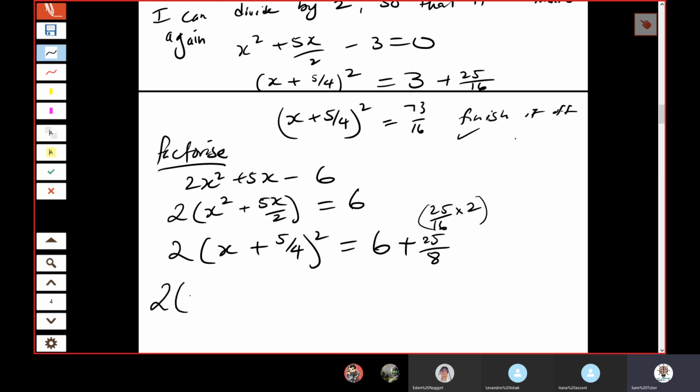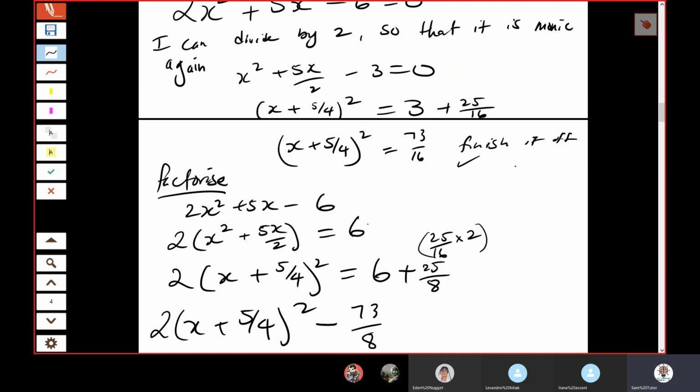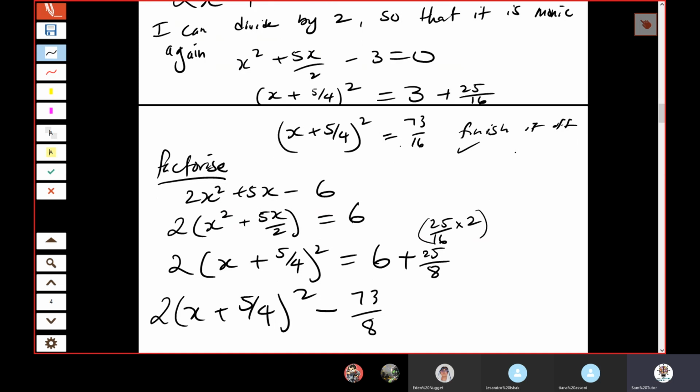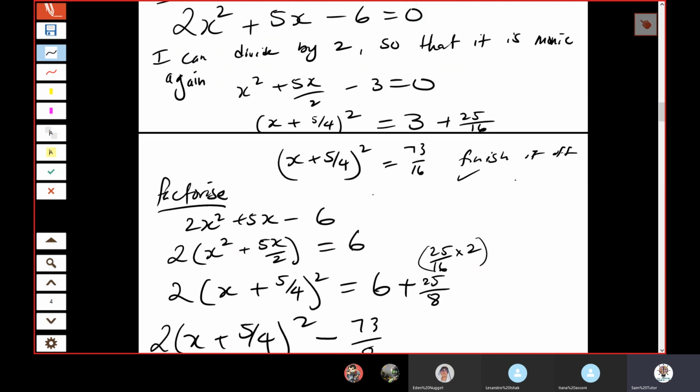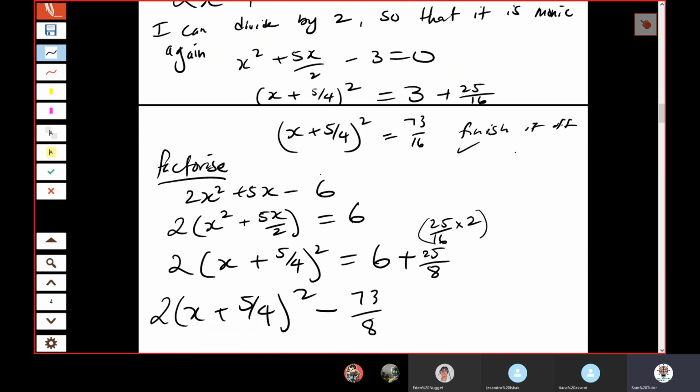And then if you want to know the answer, factorized, whatever this is, I'm just going to subtract it. Minus 73 on 8. So you can tell it's a little bit different to this one here. I guess you could do that. Now that I realize I have no problem with doing this. I just never taught it like this until I'm teaching you guys now.